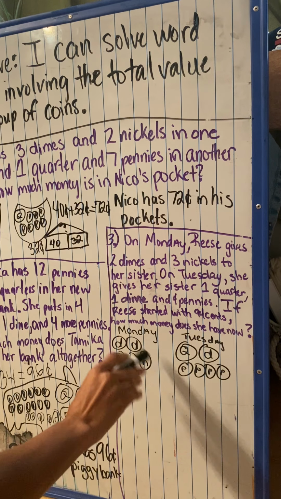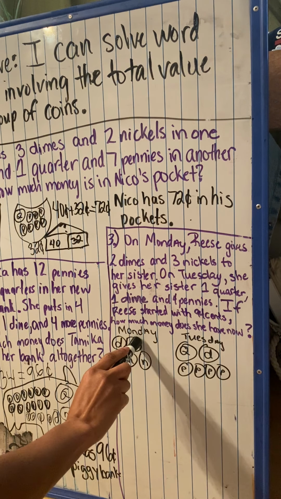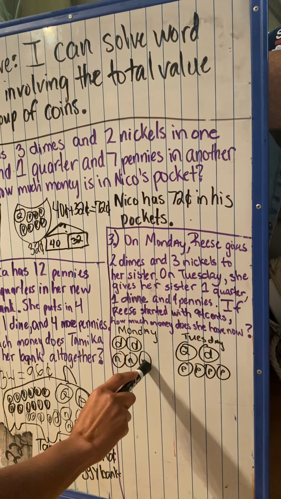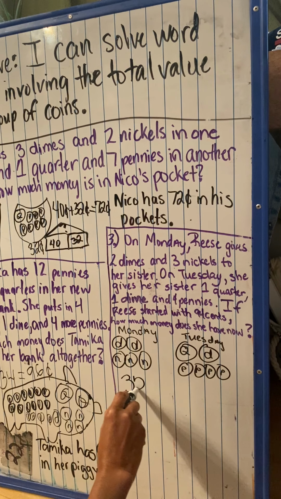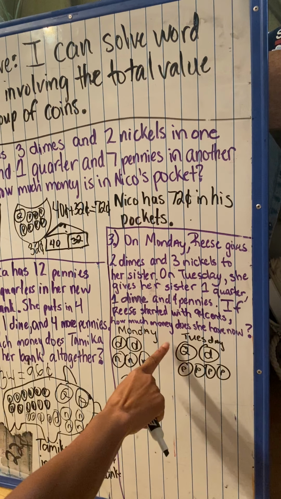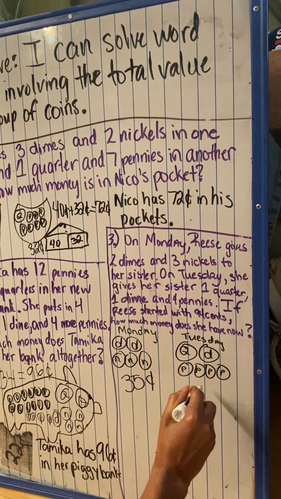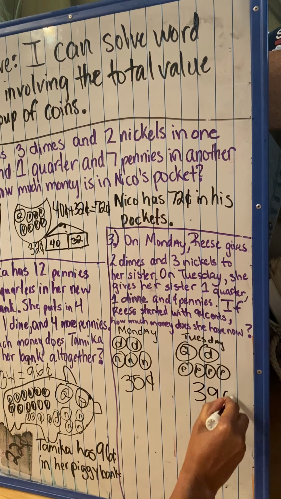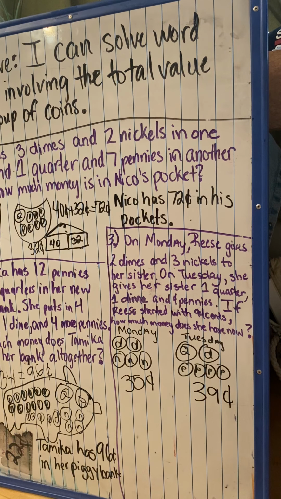So we need to add the amount of coins she gave her sister on Monday first. 10, 20, 25, 30, 35. So on Monday, she gave her sister 35 cents. Remember, dimes are worth 10 cents. Nickels are worth 5 cents. Tuesday, 25, 35, 36, 37, 38, 39 cents. Quarters are worth 25. Dimes are worth 10. Pennies are worth 1.